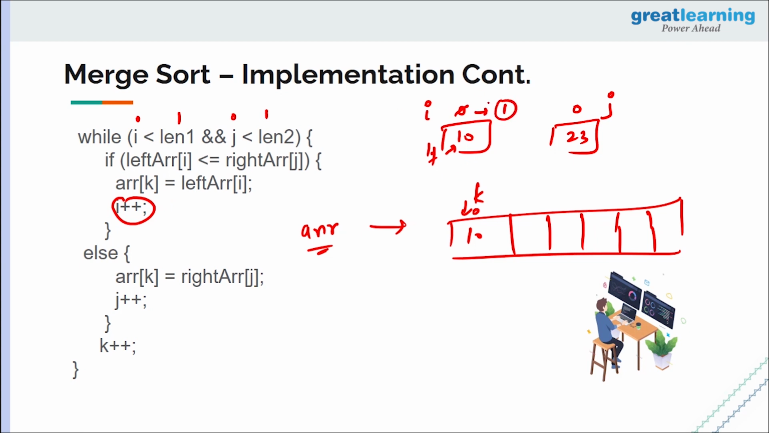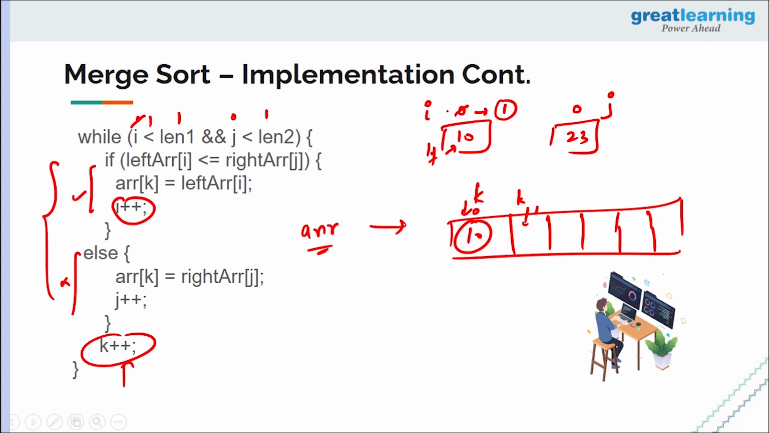Now this I is incremented, so this block is done. This block won't be executed. Then we have finally K++. We increment our K because we have already inserted the element, and now K will be pointing to 1. Okay, done. But now when we again go into this while loop, we are still in this while loop, right? Now this I is 1. So I is not less than L1, because both of them are 1, right?